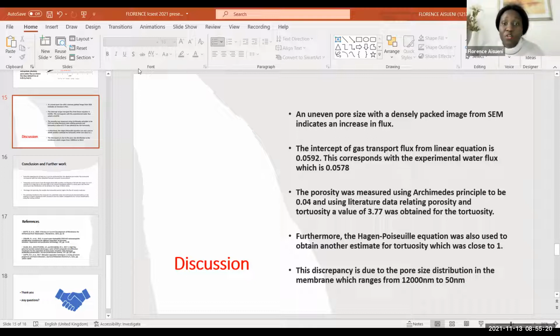The porosity was measured using Archimedes' principle to be 0.04. Furthermore, the Hagen-Poiseuille equation was also used to obtain an estimate for tortuosity, which was close to 1. Using literature, tortuosity was 3.77, while using the structural data from the lab, tortuosity was 1. This discrepancy is due to pore size distribution in the membrane, which ranges from 12,000 nanometers to 50 nanometers.